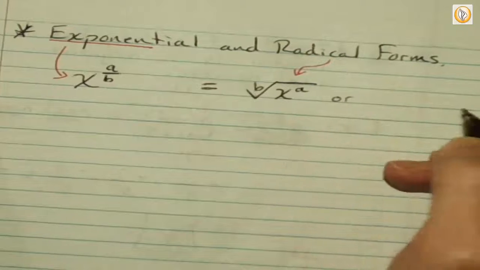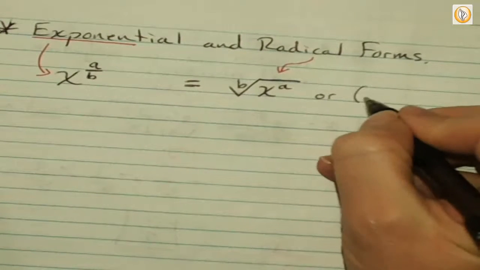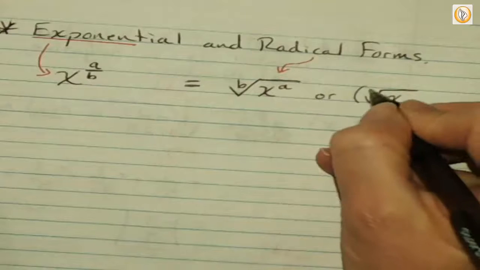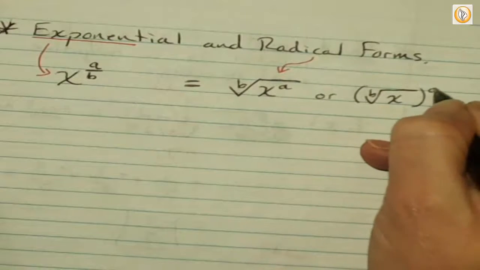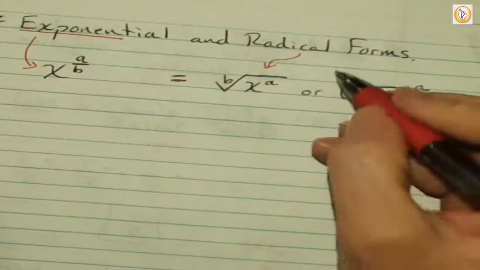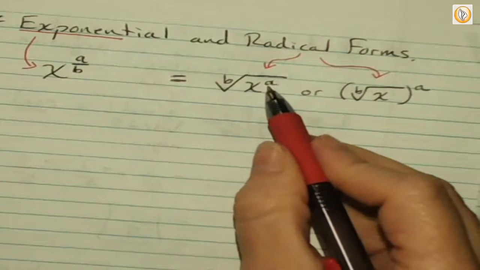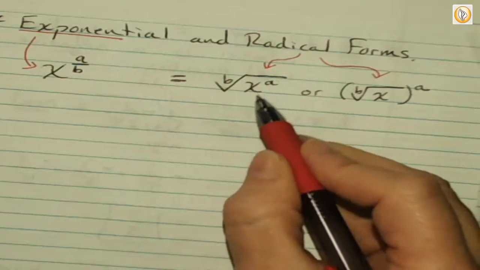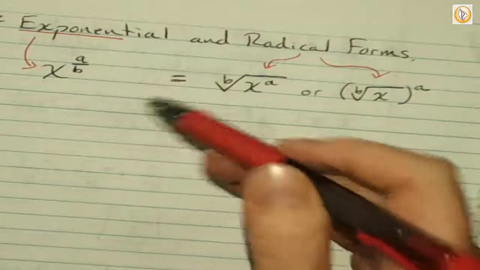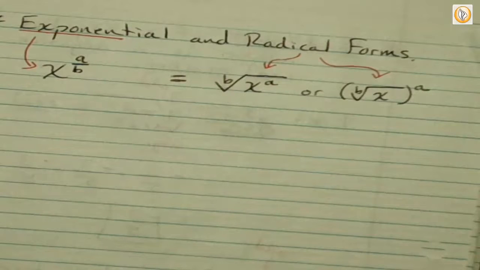Or you can write it as this. Same thing. It's the same thing. It's just written with parentheses. So the a is going to be your little exponent with the base, and it's going to be your numerator. So the only thing you got to memorize, really, and I'm going to show you examples, it's not scary. I promise.